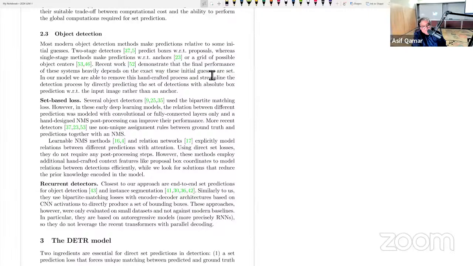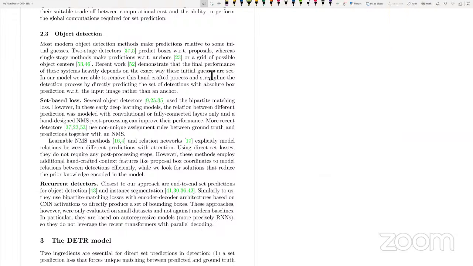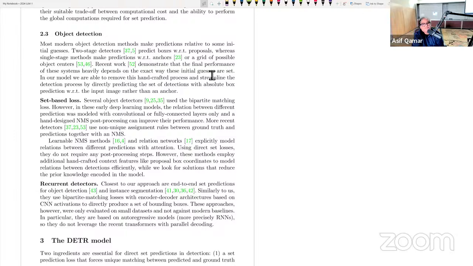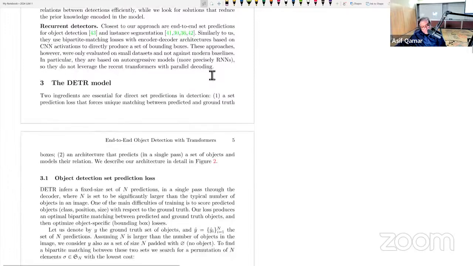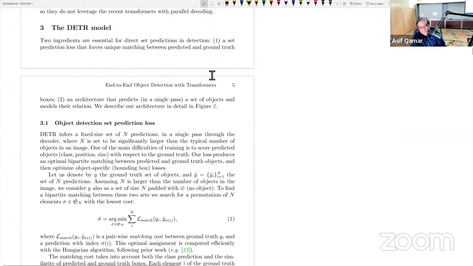2.3. Object detection. Most modern object detection methods make predictions relative to some initial guesses. Two-stage detectors predict box sets with respect to proposals, right? Given bounding boxes, whereas single-stage methods make predictions with respect to anchors, like certain anchor points, or a grid of possible object centers. Why don't we skip all of that? Let's forget prior work and go straight to the model.